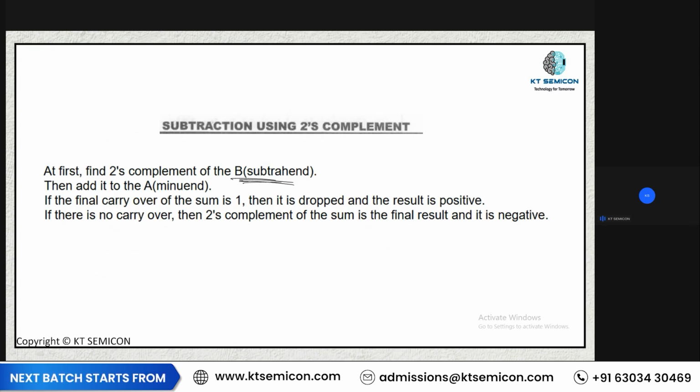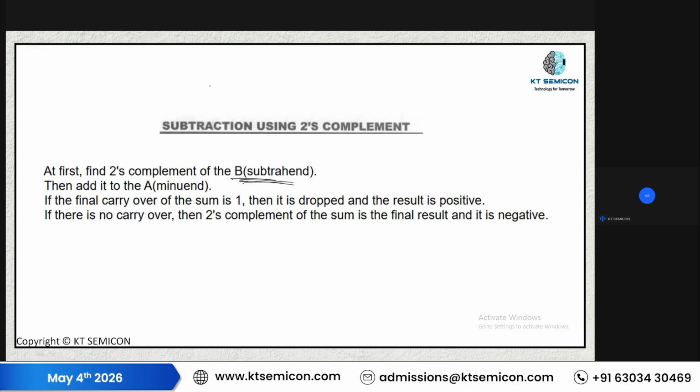Here in the case of 2's complement, if we get any carry, we just leave it. But in the case of 1's complement, if we get a carry, we do not discard it, we add it to the original number. In 2's complement, we just discard the carry, and the number is treated as positive. But if we do not get a carry, then the resultant is a negative number, and the 2's complement should be performed on the final sum to get the actual value.